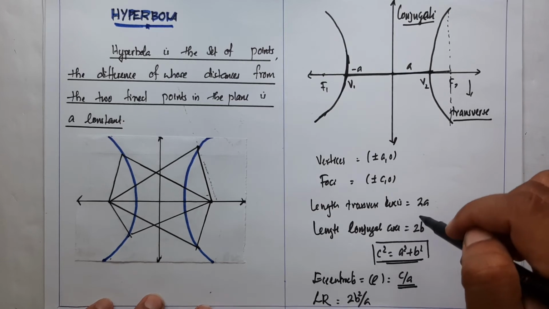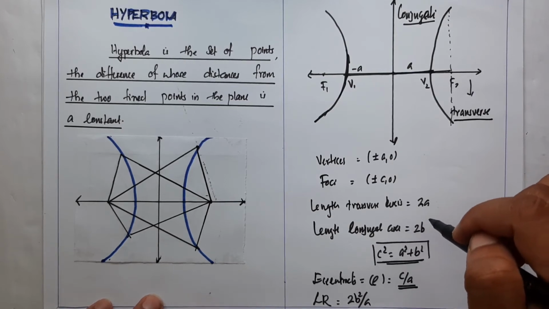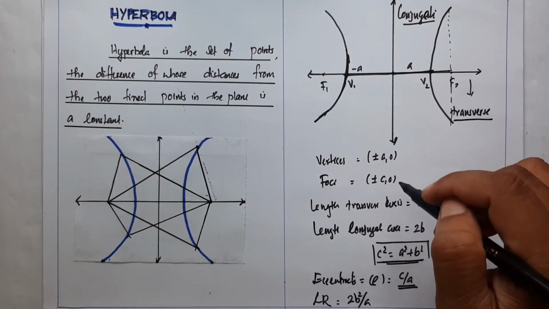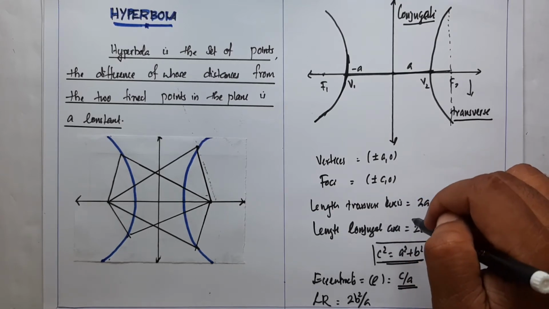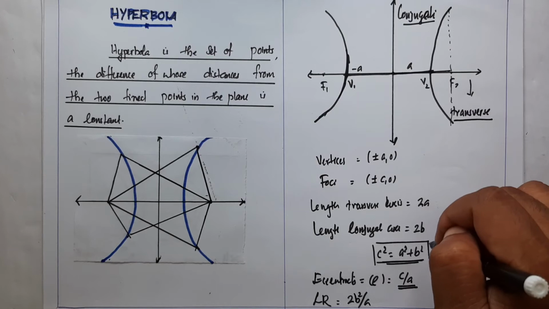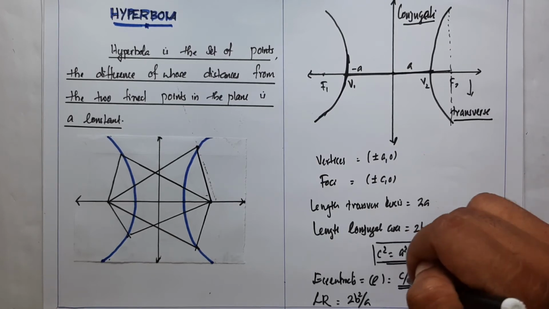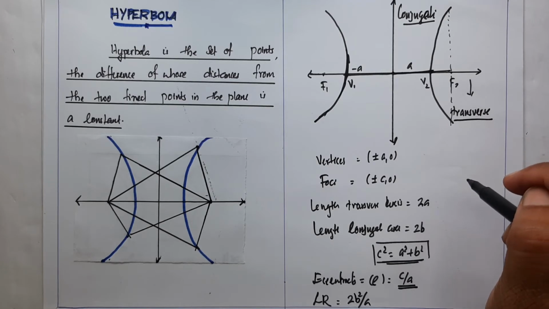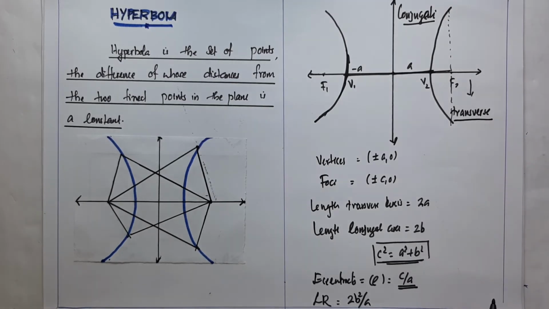And the length of the latus rectum, the answer is 2b square divided by a. Here vertices is plus or minus a, 0; foci is plus or minus c, 0. Length of the transverse axis 2a, length of the conjugate axis 2b. Relation connecting a, b, c, answer is c square equals a square plus b square. And eccentricity e is equal to c by a, and the latus rectum is 2b square divided by a.